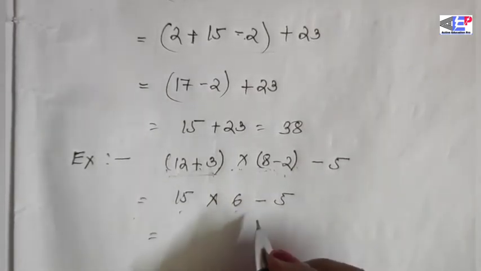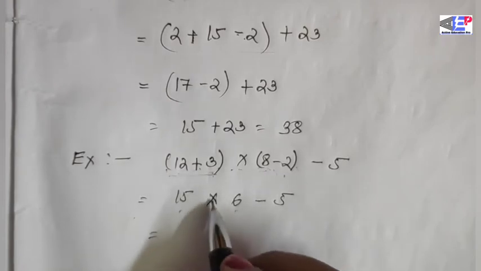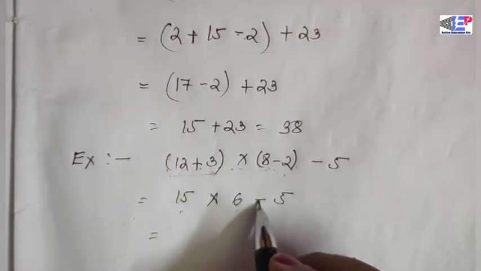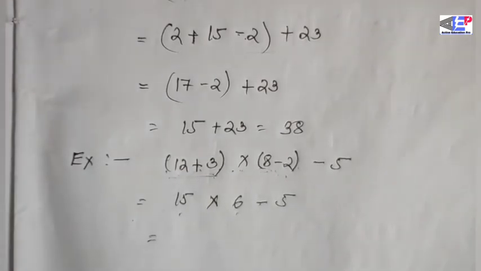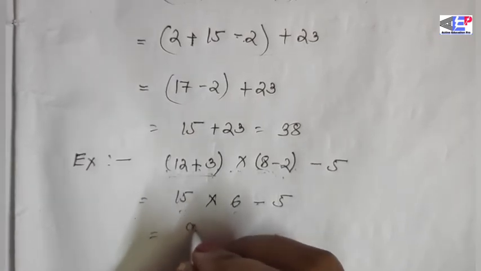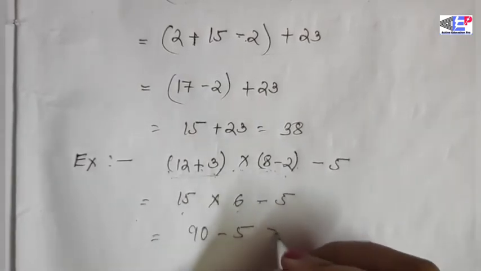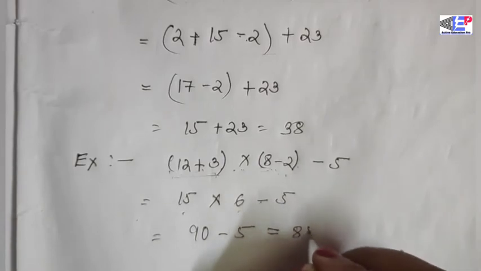And now apply the BODMAS rule. Again, first multiplication, then subtraction. You know very well, 15 into 6 is 90, minus 5, and your answer is 85.